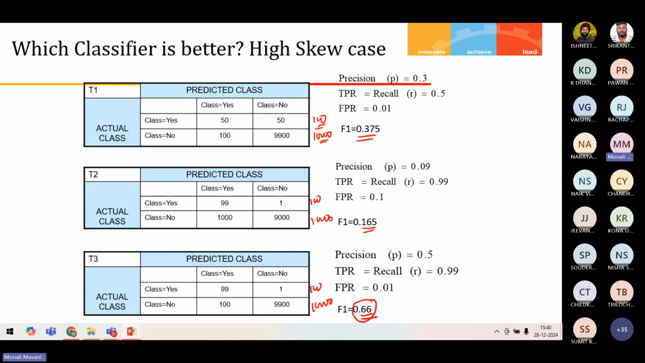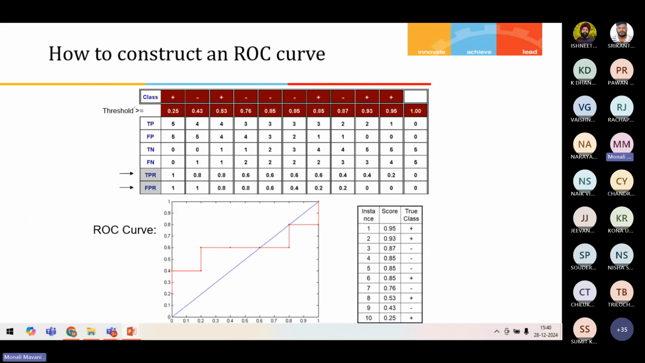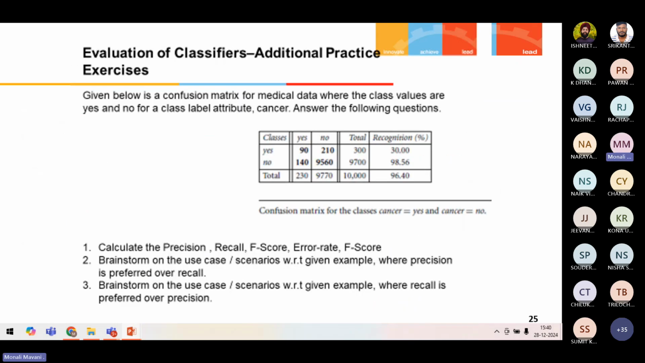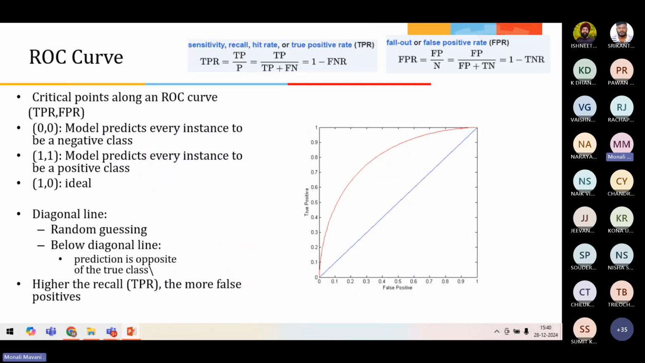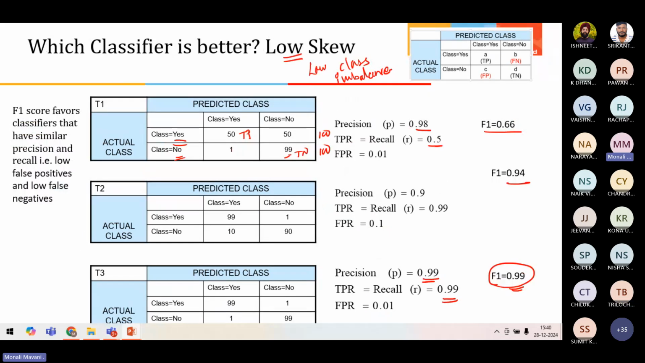So here I'm ending all this discussion about confusion matrix, precision, recall, F1 score, and accuracy. And the rest, ROC and AUC, I'll discuss next class. Then we will be done with the classifier evaluation metrics. And I'll start with the next algorithm, which is nearest neighbor. So next class, I'll start with that.